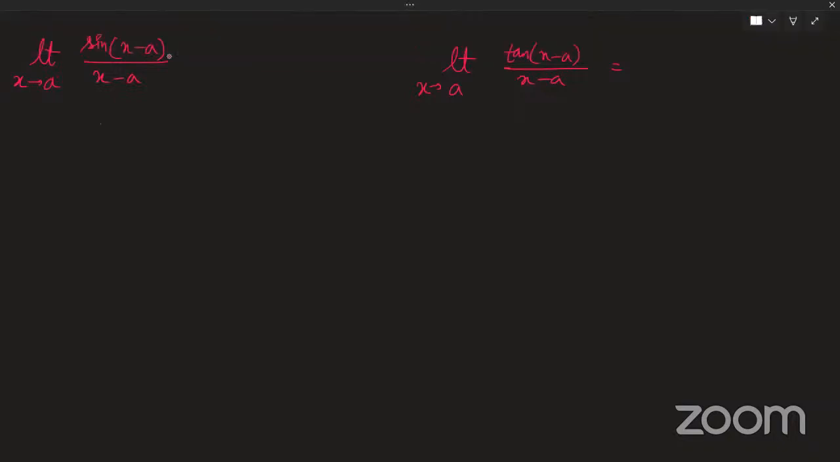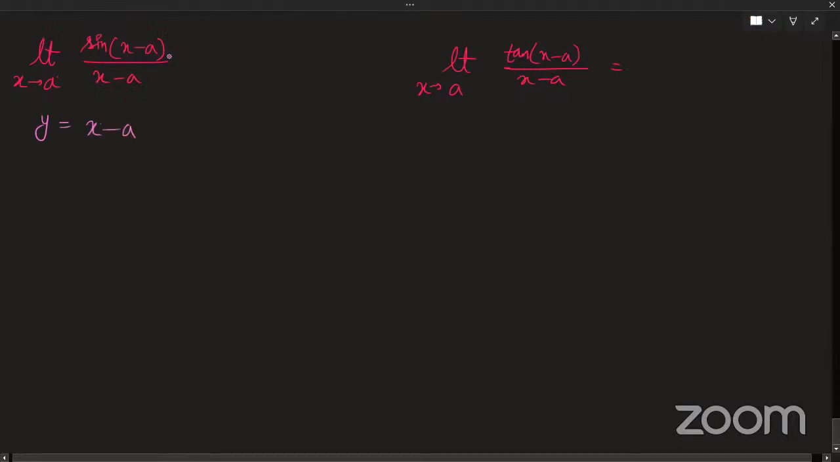It is definitely in 0 by 0 form. So what will happen if I assume my y is equal to x minus a? If my x is tending to a, where will my y tend to? 0, because a minus a is 0. So I have limit y tending to 0 of sine of y by y, right? So what is this value equal to? 1.